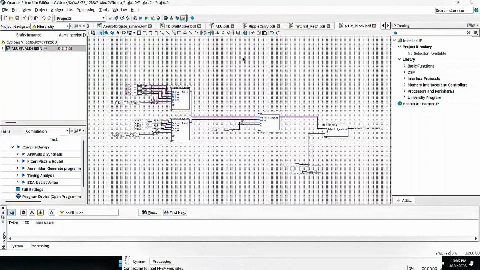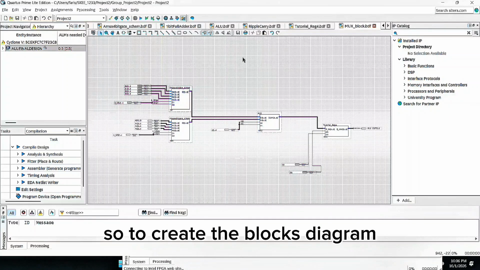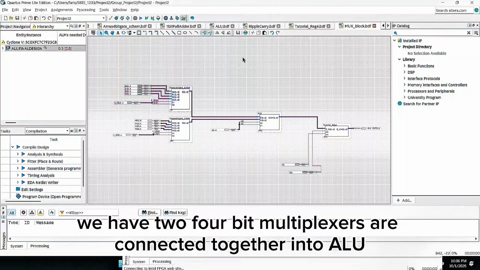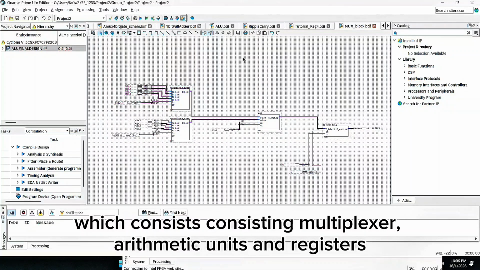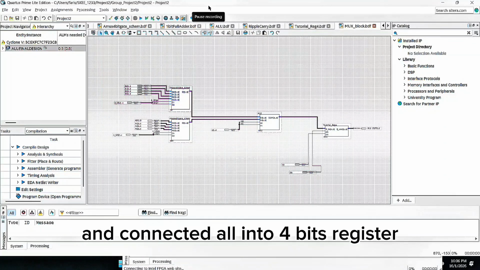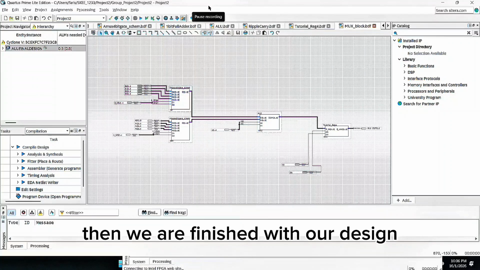Okay, so to create the block diagram, we have two 4-bit multiplexers connected together into the ALU, which consists of the multiplexer, arithmetic units, and register, and all are connected into the 4-bit register. Then we are finished with our design.